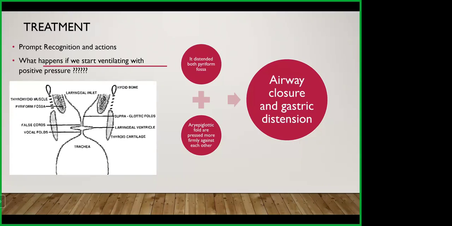Whenever there is adduction of the vocal cords, the pressure above the vocal cord is very high. It's 140 millimeters of mercury, or 190 centimeters of water. And below the vocal cord, the pressure is 30 millimeters of mercury. Whereas our anesthesia machines have a 40 centimeters of water maximum limit, and the APL valve has a 70 centimeters of water maximum limit. So when we try to give positive pressure in bursts with these pressures, it is not possible to overcome the adduction of the vocal cord. Rather, it will further distend the pyriform fossa, and the aryepiglottic folds are pressed more firmly against each other, leading to a ball valve effect, airway closure, and gastric distension.